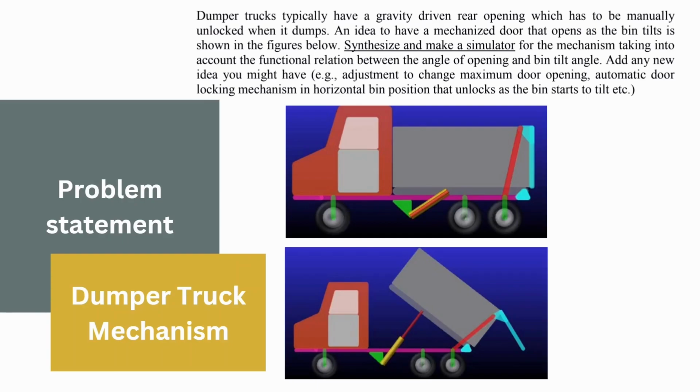Here, from the given problem statements, I chose dumper truck rear door opening mechanism. In this problem statement, it's given that generally dumper trucks have gravity driven rear doors and a manual lock. Our aim is to mechanize the rear door opening so that it opens as the bin tilts. Also, you can add any innovative ideas like increasing door opening angle and a self-locking system, etc. So let's begin with it.